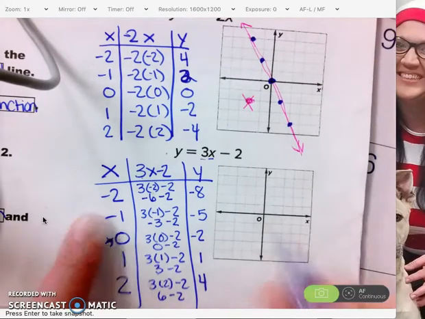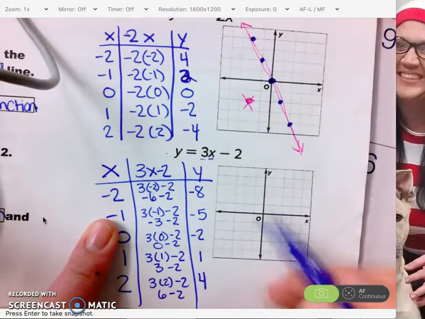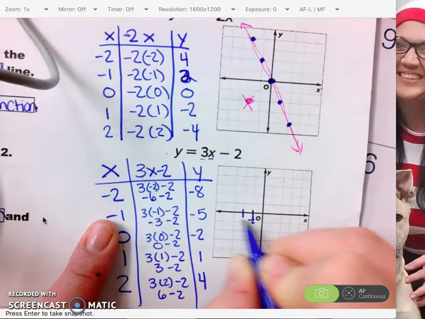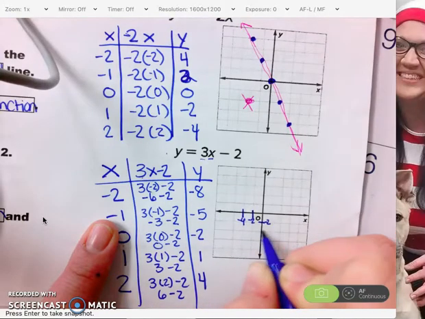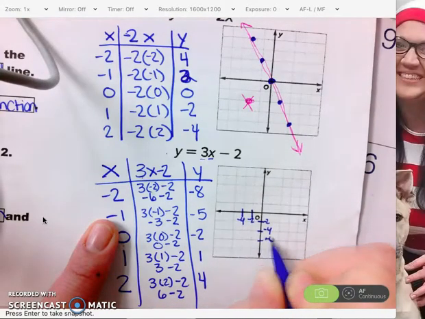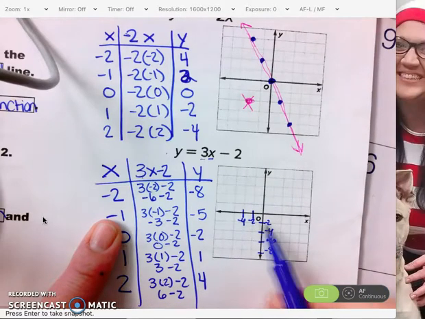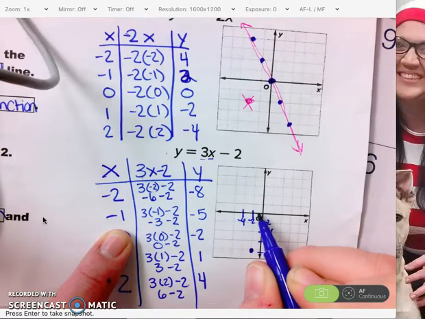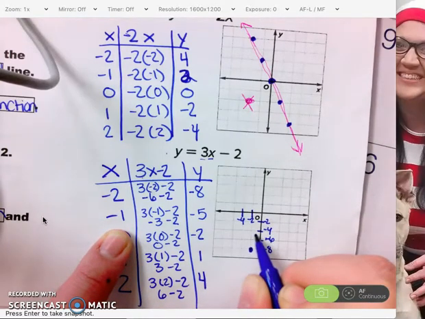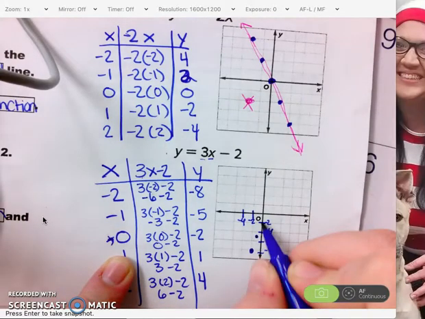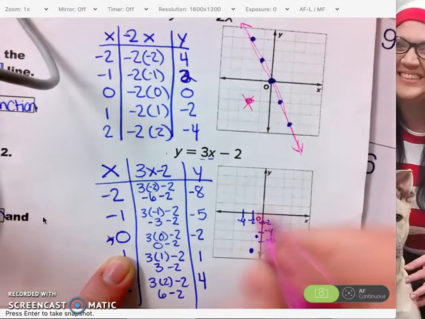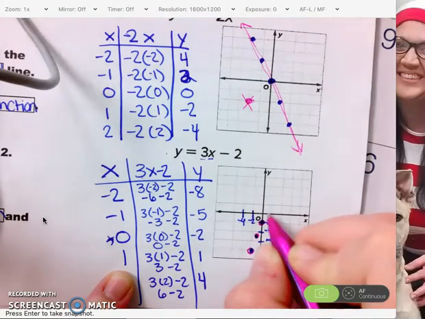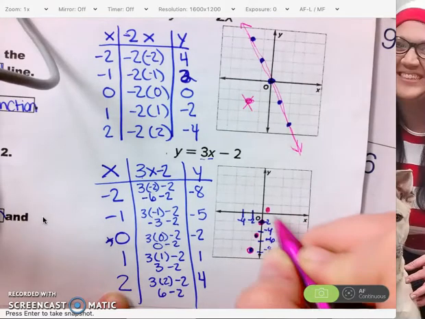So now I have -2. Well, here I'm going off of my grid, so I'm going to go by 2's each time. So -2, -4, -6, -8. So -2, -8. -1 would be halfway between, and it would be -5, which is halfway between. So 0, -2. Okay, 1, 1, and 2, 4.